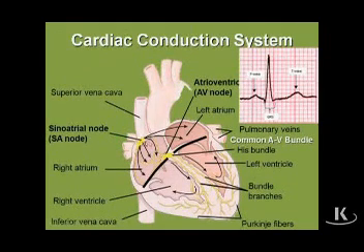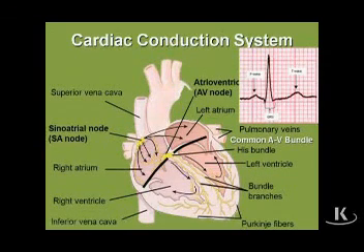So what we're saying is that the SA node is the pacemaker, so it controls the number of times per minute that we have this series of depolarizations. And the AV node controls the lag time between atrial depolarization and ventricular depolarization, which on the EKG is the PR interval. So it's noteworthy that in this discussion of the cardiac conduction system, we did not discuss nerves. We did not use the word nerve.